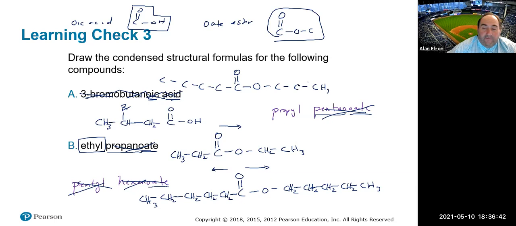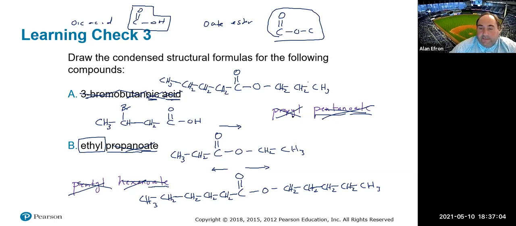Again, now we're ready to fill in hydrogens. It's 2's all the way around, except for the last guy, which should be 3 in this case. Any questions on how to draw esters or how to draw carboxylic acids?